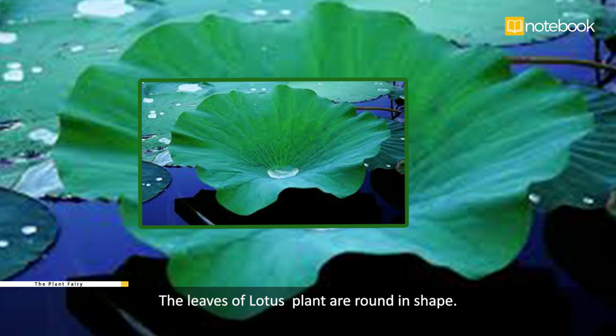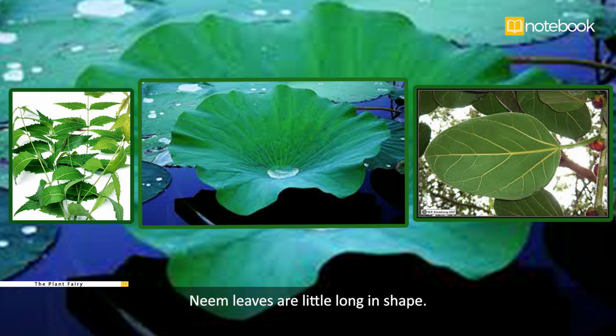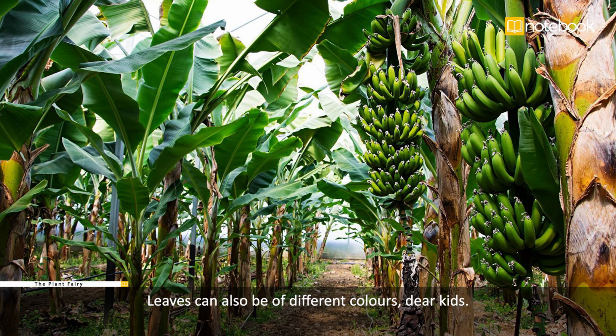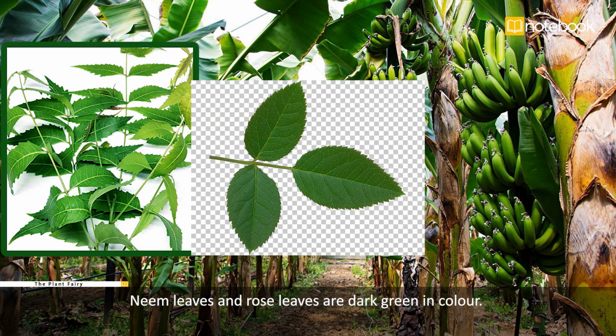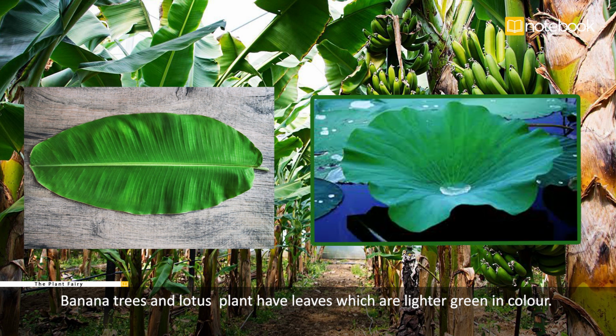The leaves of lotus plant are round in shape. Banyan tree leaves are almost like a triangle. Neem leaves are little long in shape. Leaves can also be of different colors, dear kids. Neem leaves and rose leaves are dark green in color. Banana trees and lotus plant have leaves which are lighter green in color.